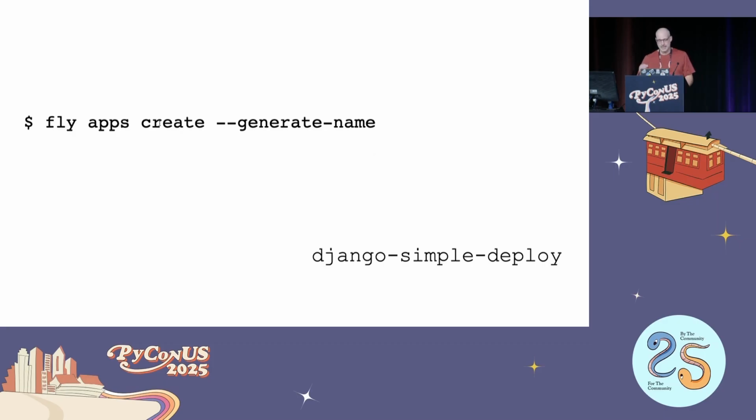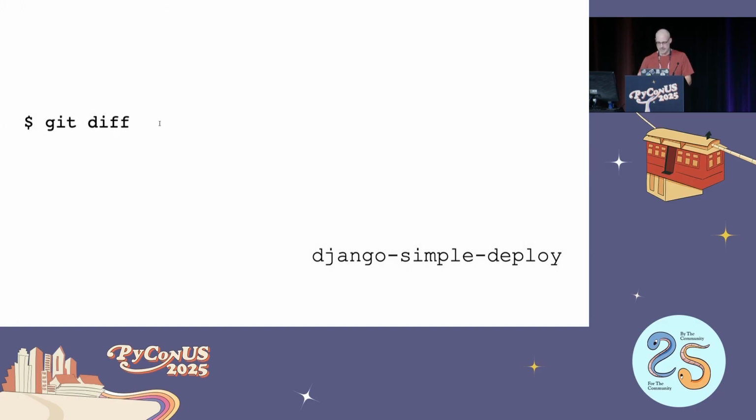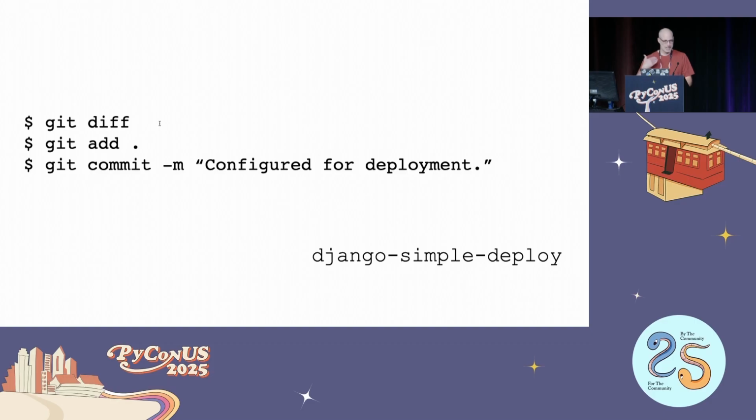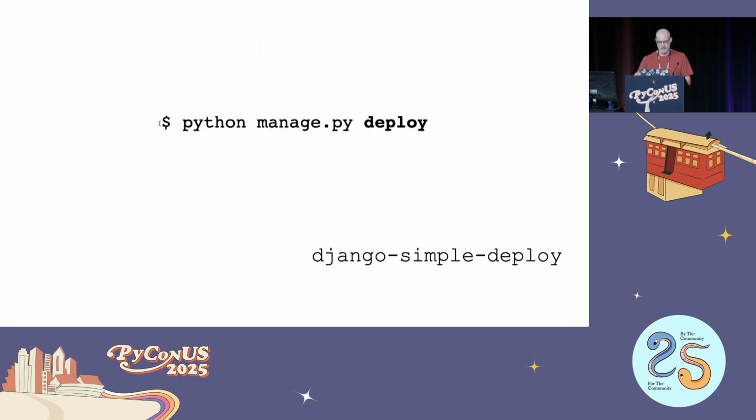So deploying to Fly with the configuration-only mode, you create the resources, you run deploy without the --automate-all argument, and it just does the configuration. It doesn't make a commit for you and doesn't push your project. You can run git diff, you can review the configuration changes and then commit them if you're comfortable with what it's done to your project. Then you run your platform's deploy command and you have your project.